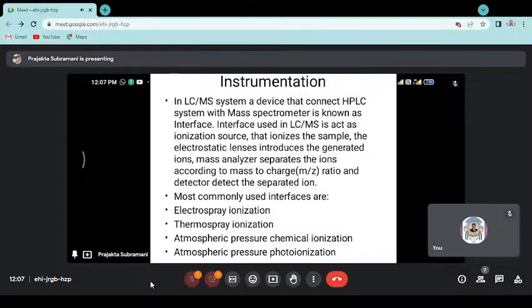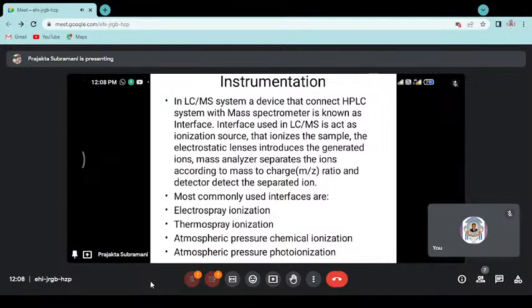Then solvent evaporation takes place. After solvent evaporation, ions are ejected from the highly charged droplets because of the high voltage applied. So it is a soft ionization technique. It is generally used for polar compounds, least volatile and thermally unstable compounds.